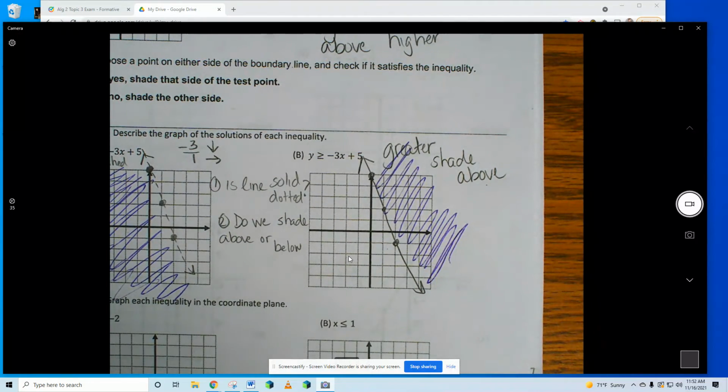So you're thinking about, if I have a line, where's above the line? Where's below the line? Where's higher than the line? Where's lower than the line? And if you're not sure, you pick a test point. If it's a solution, the test point's going to be, yes, that's true, it works.